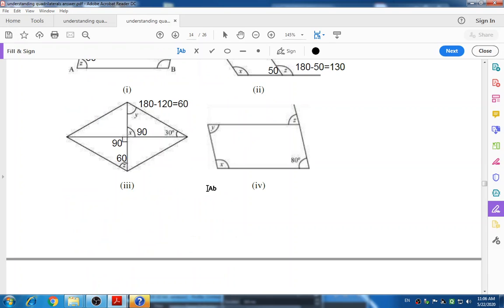Now look at here, this is 80 and the opposite angle is Y, that means equal in measure. So the measure of angle Y is also 80 degree. This Y and X are adjacent angles, that means they are supplementary. So we have to subtract this 80 from 180, where we get 100 degree. And you can see that this 80 and this 80 are the corresponding angles which are equal in measure. So we can write the measure of angle Z is also 80 degree.